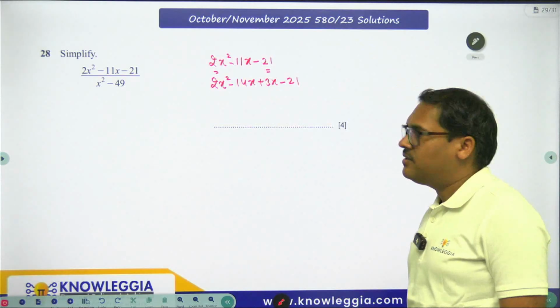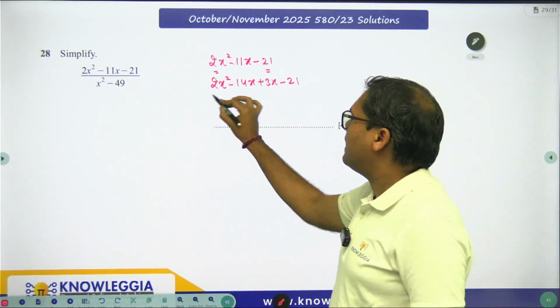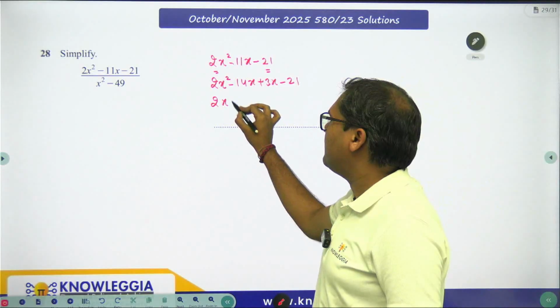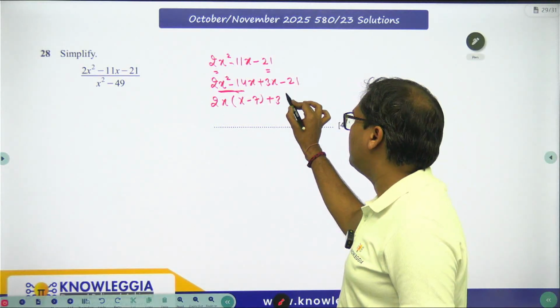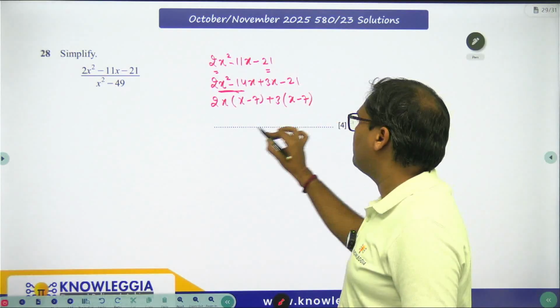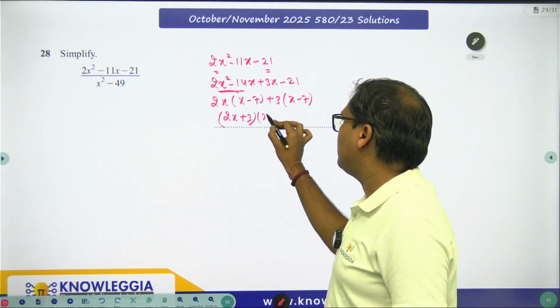I hope this is clear. Minus 11x is minus 14x plus 3x. Now you can take out the common factors and simplify: 2x times (x minus 7) from these two, and this is plus 3 times (x minus 7). So what is this? This is (2x plus 3) into (x minus 7).